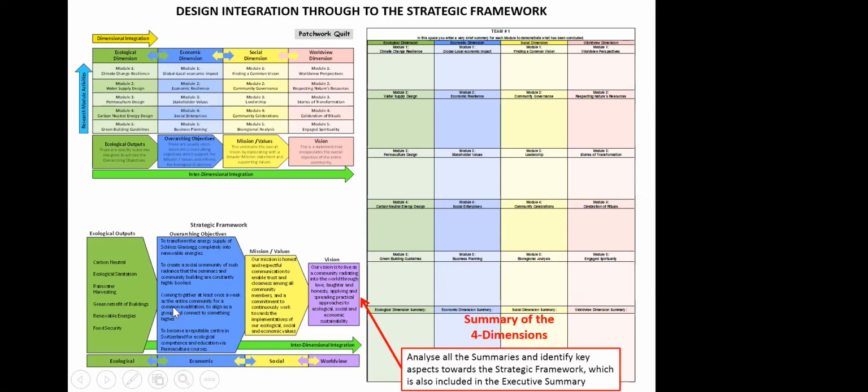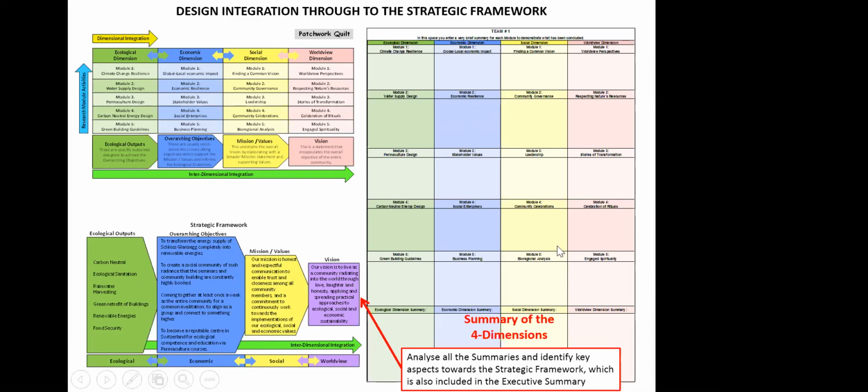And we generally find that this type of strategic framework profile kind of fits the match: the vision usually emanates from the worldview, the mission and values from the social dimension, the overarching objectives mostly come out of the economic dimension, and the ecological, or the more tangible outputs, normally emanate from the ecological dimension. But they can change. We're putting it out there as one of the emerging best practices. It's up to you guys to decide.